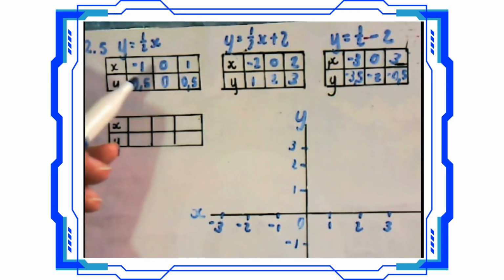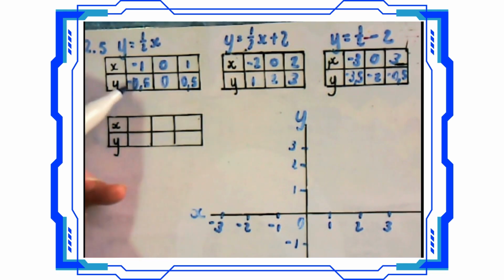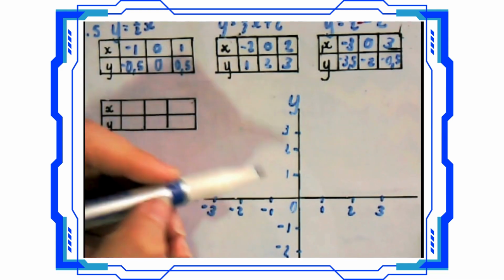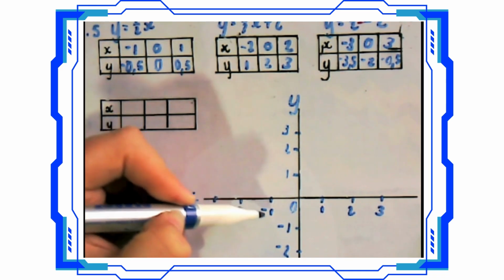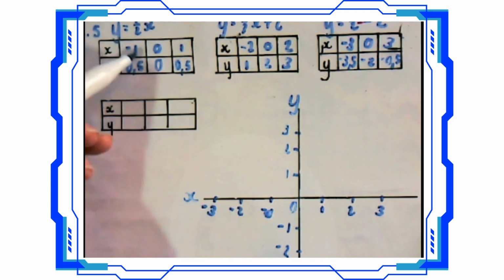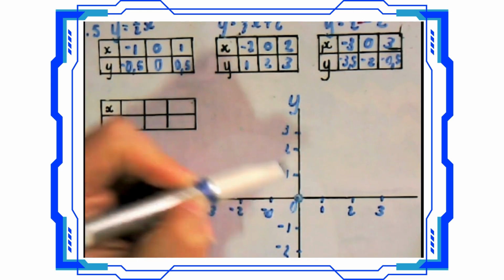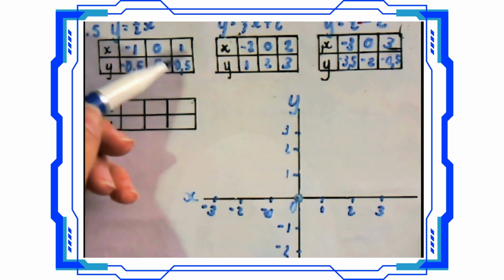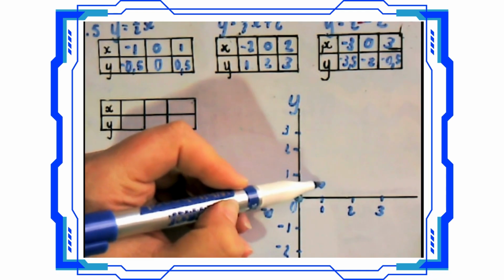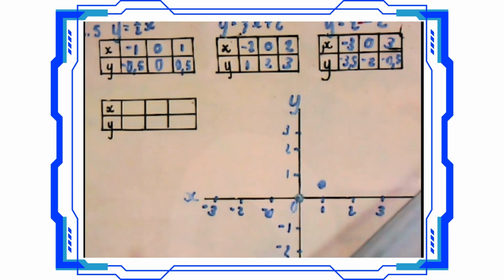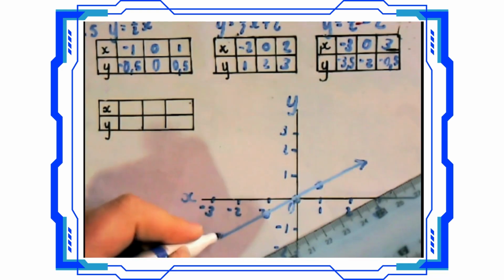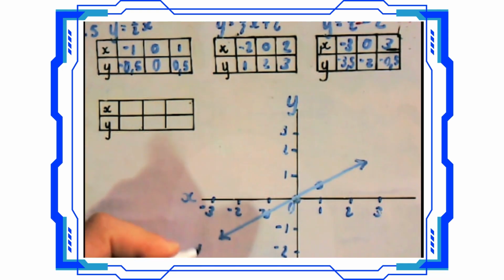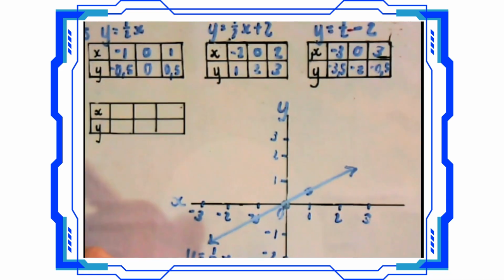So when I'm looking at the first one, it's going to be -1, -0,5. -0,5 is down here. It's between 0 and -1. Then 0, 0. And then I have 1, 0,5. 1, 0,5 is there. So I have my 3 dots now. I take my ruler and I connect them. Next to my line anywhere, I just write the equation. Okay, then I continue to the next one.